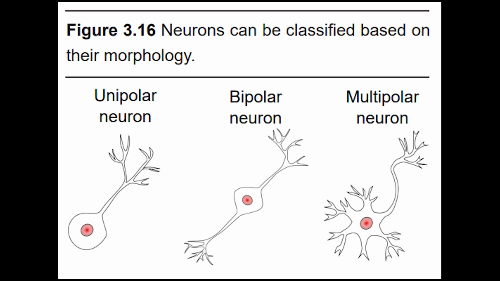3. Multipolar cell. Multipolar neurons have several dendrites and one single axon. These cells are the most common among all the neurons in the human nervous system. Most drawings of neurons you will see in this book are multipolar cells.